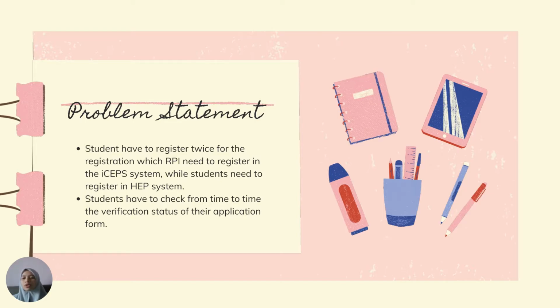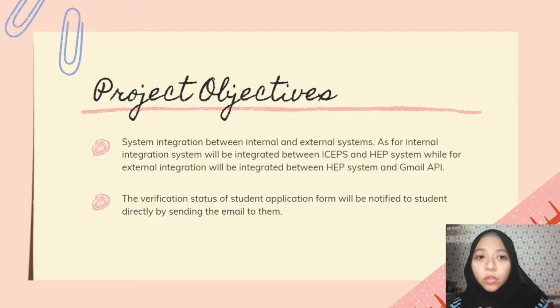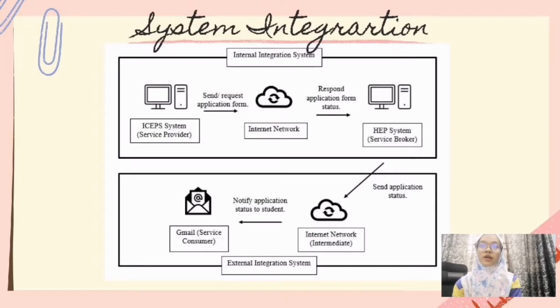I will pass to my friend to explain about the project objective, system integration, and the development of our system. I will continue with the objective. The first project objective is system integration between the internal and external systems. The internal integration is between ICEPS and the HEP system, while the external integration is between the HEP system and the Gmail API. The second objective is that the verification status of the student application form will be notified to the student directly by sending them an email.